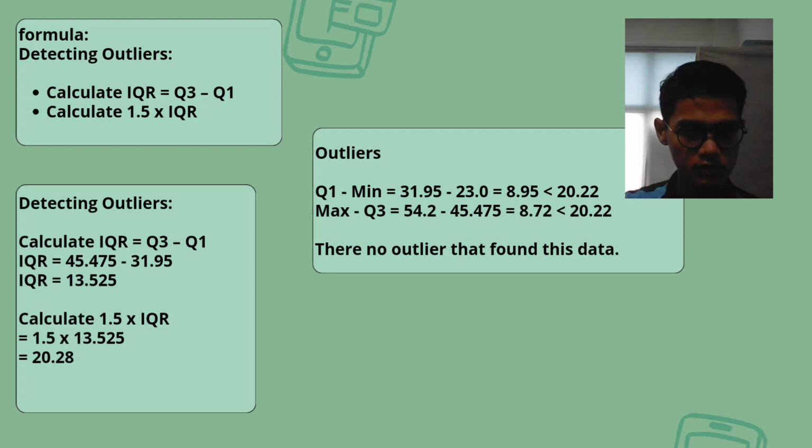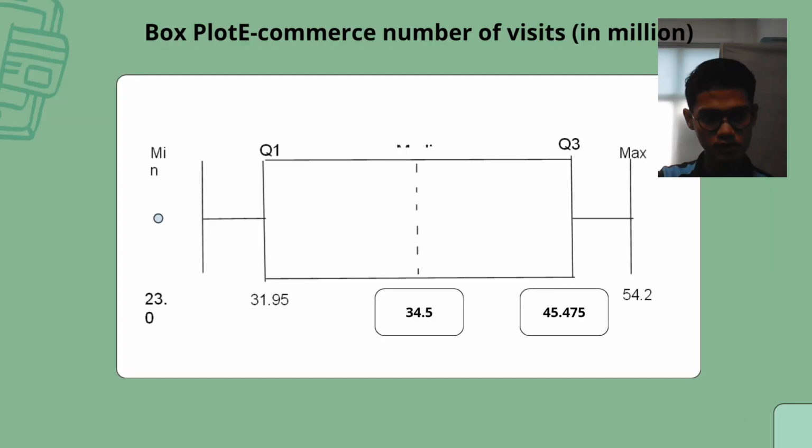Formula for outlier is quartile 3 minus quartile 1 multiplied by 1.5. So 35.525 multiplied by 1.5 is 20.28. Quartile 1 minus the minimum, 31.95 minus 23.0, is 8.95. The maximum minus quartile 3, 54.2 minus 45.3, is 8.7. No outlier found in this data. For the box plot, 23.0 is the minimum and 54.2 is the maximum.